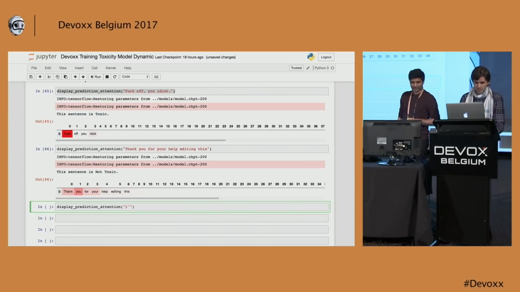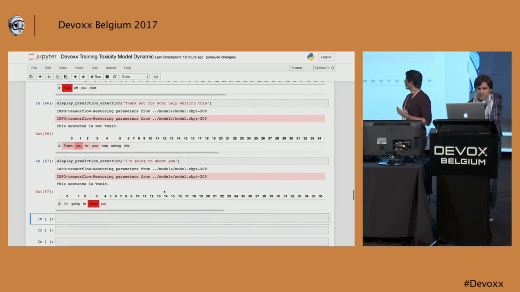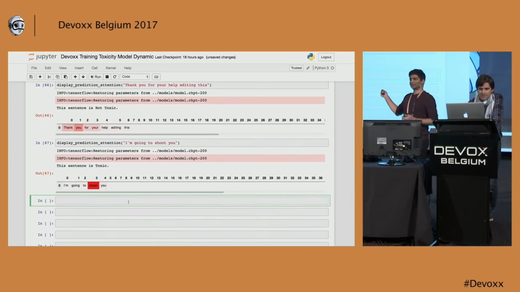All right, let's try something without an obvious curse in it. Yeah. So by now, maybe you're thinking that this is just a bad words detector. So we'll try something that's not quite so obviously a bad word. I'm going to shoot you. So this is more of a threat. And again, the model thinks it's toxic and pays attention to the word "shoot." It's noticing that the word "shoot" is maybe being used as a threat here.